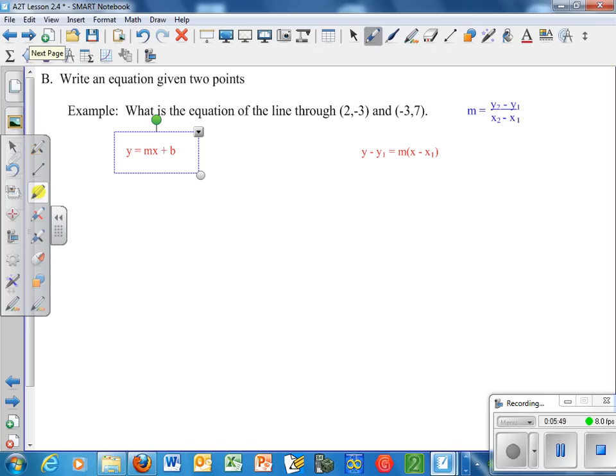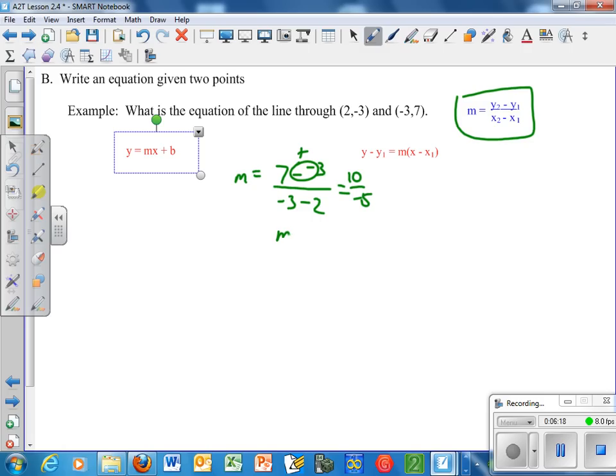If you're given 2 points, we have to use the slope formula, which is right here. And we've done that in the last couple lessons. So the first thing you need to do is find the slope from your given points. So we're going to do y2 minus y1, so 7 minus a negative 3, all over negative 3 minus 2. This turns into a plus, so we get 10 over negative 5, or in this case we get negative 2.